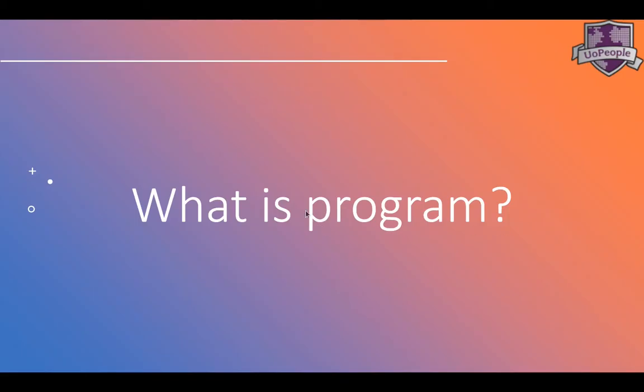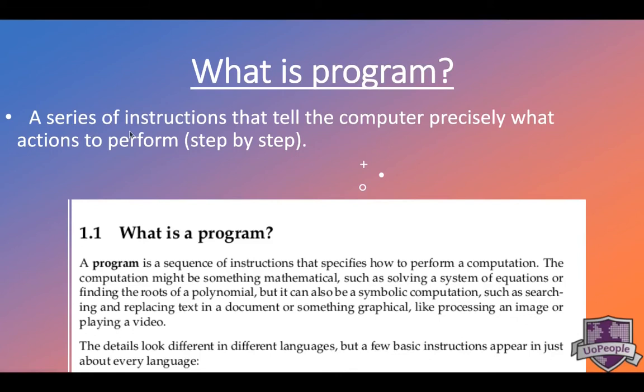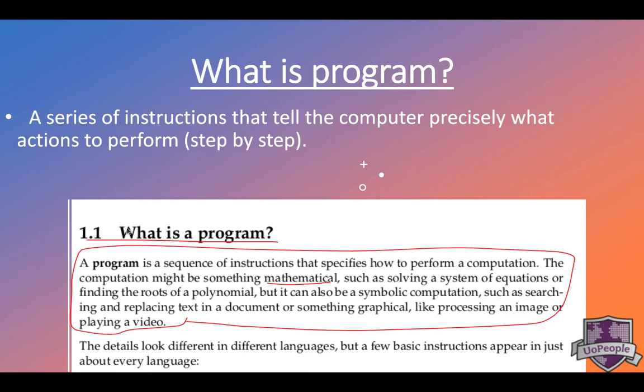Next we will see what a program is. A program is a series of instructions that tells the computer precisely what action to perform step by step. Here is the program definition from the book Think Python, 2nd edition. It says a program is a sequence of instructions that specifies how to perform a computation. The computation might be something mathematical, so we can solve a mathematical problem using a computer. You have the whole definition in section 1.1 of Think Python, second edition.